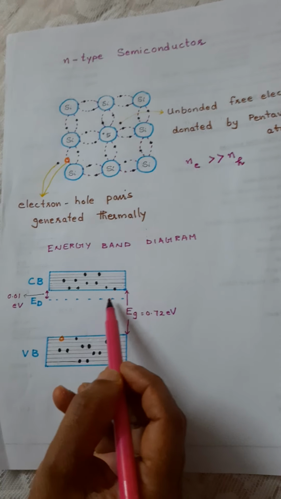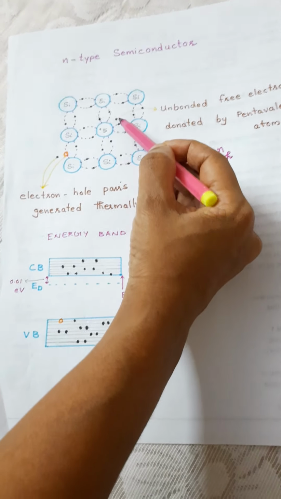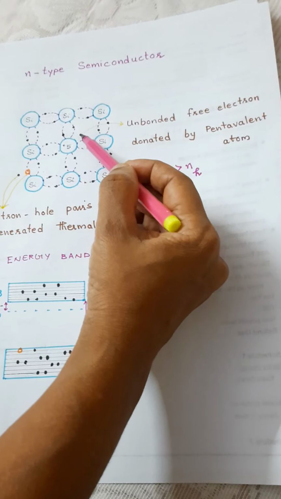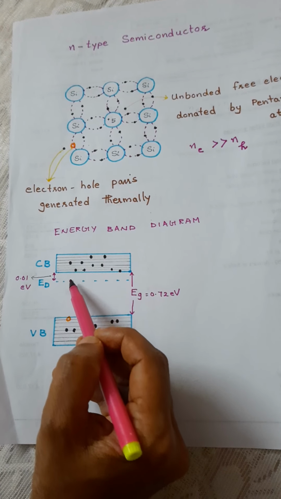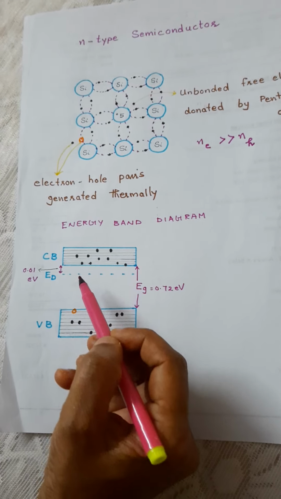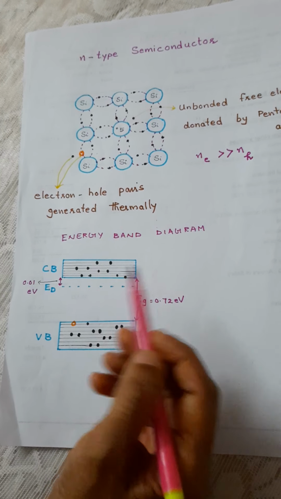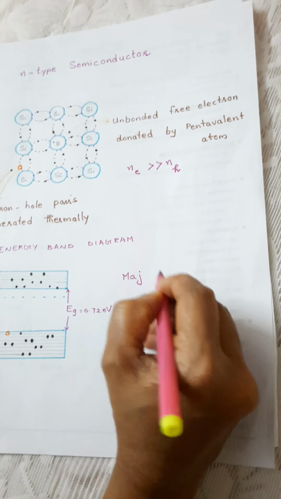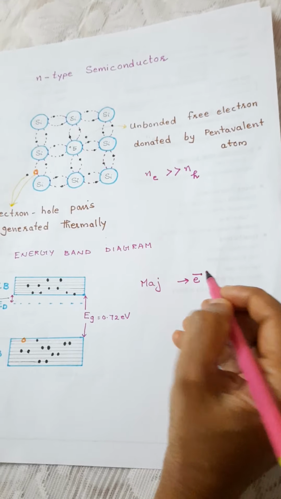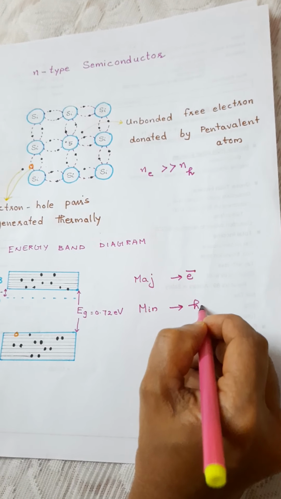And this is the energy level of the donor atom, or this is the energy of the fifth electron or the unbonded electron of the donor atom. It is very close to the conduction band, so that electron can easily move to the conduction band. So in this case, the majority carriers are electrons and minority carriers are holes.